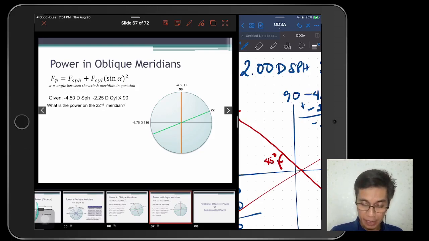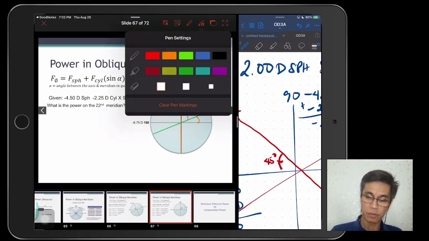Okay? Ang tanong, anong ang magiging alpha natin? Will this be A? Yan ba? Or will it be B? Tandaan natin, ang angle alpha natin dito is the angle between the meridian in question, which is ito, yung 22, and our axis. Sino bang axis natin? Ito ang axis 90. So, ito ang kukuhanin natin, axis 90 at saka 22. In other words, dito ngayon tayo. Dito tayo sa angle na to.